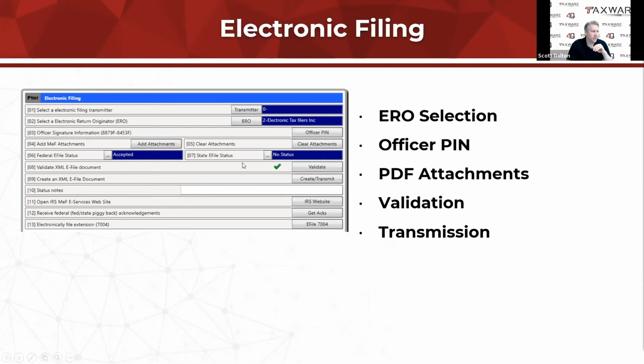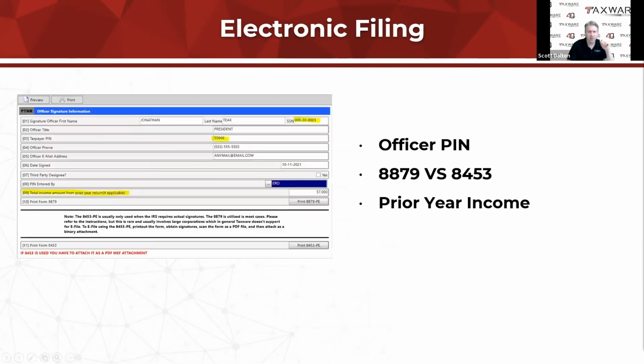The ERO selection works very similar to the paid preparer selection on the print, in that the system's going to remember whichever ERO you used last and treat that as your default ERO. So if you haven't selected one yet, you will select your ERO, and then it will remember that ERO. From there, you will want to access your officer PIN. This is your signature section for that officer that's authorizing you to electronically file this return.